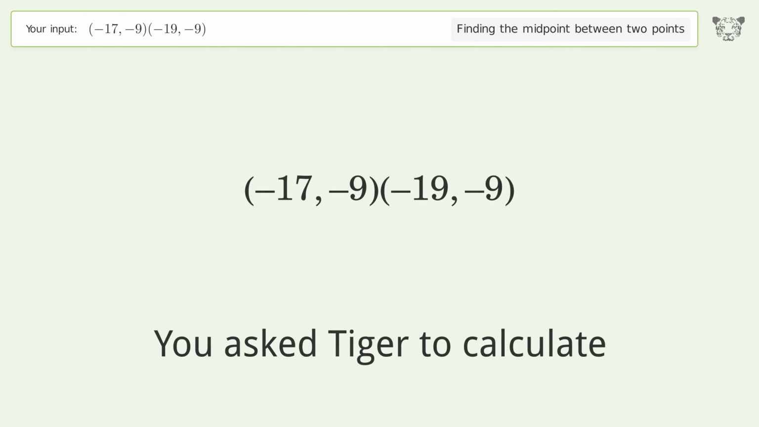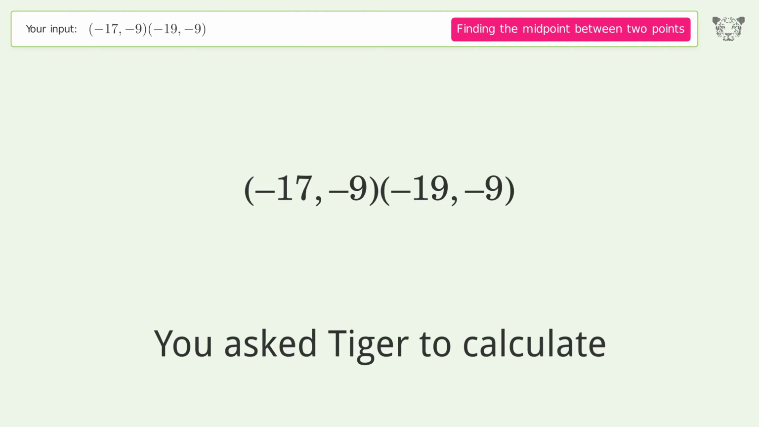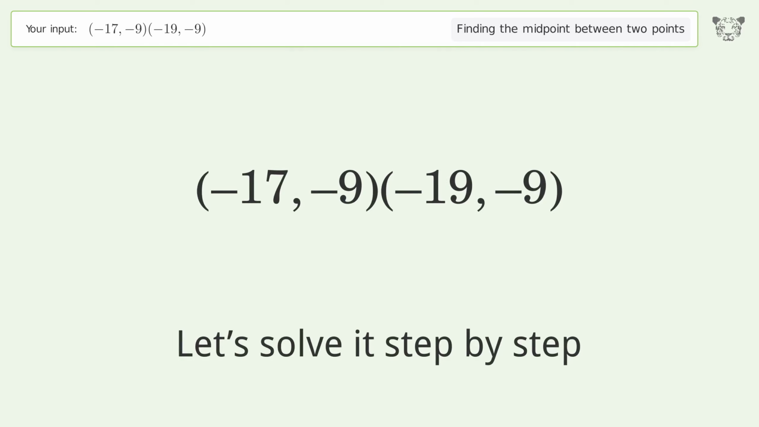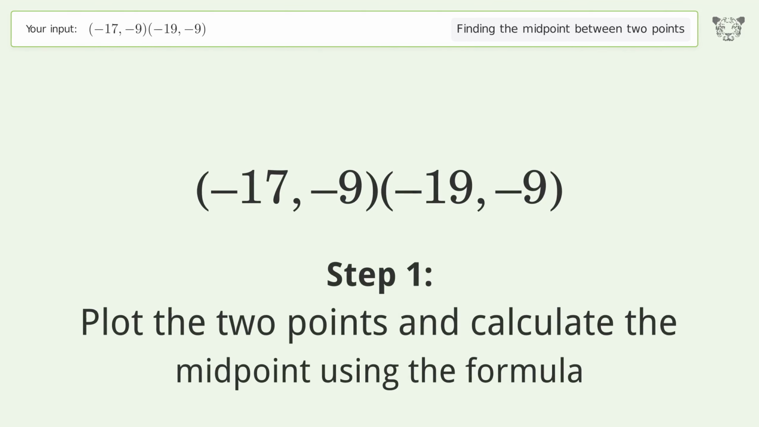You ask Tiger to calculate. This deals with finding the midpoint between 2 points. The midpoint between the 2 points is -18, -9. Let's solve it step by step. Plot the 2 points and calculate the midpoint using the formula.